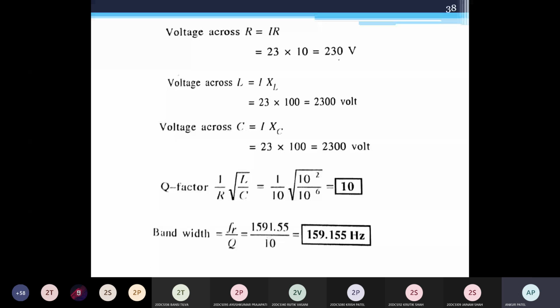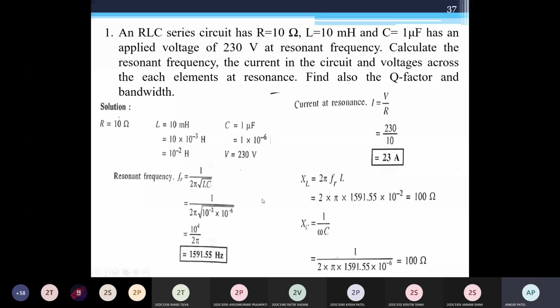Okay, so I am ending. You will be asked this type of example in examinations. Yes, you need to find all the things. You need to find current, resonant frequency, voltage across each element, power factor, Q factor, bandwidth.